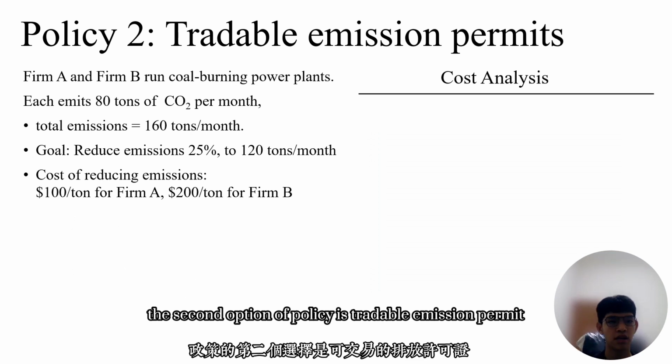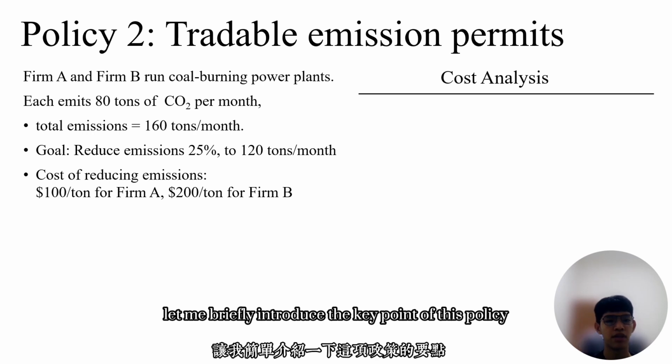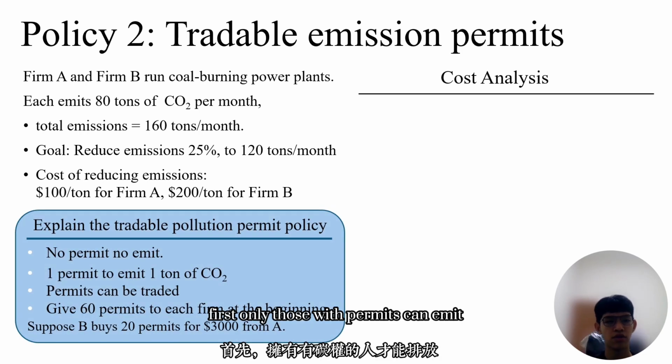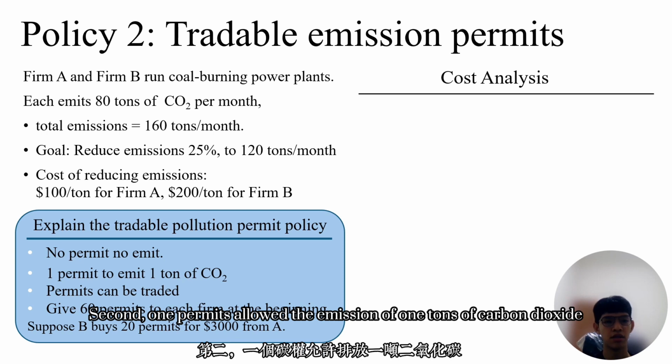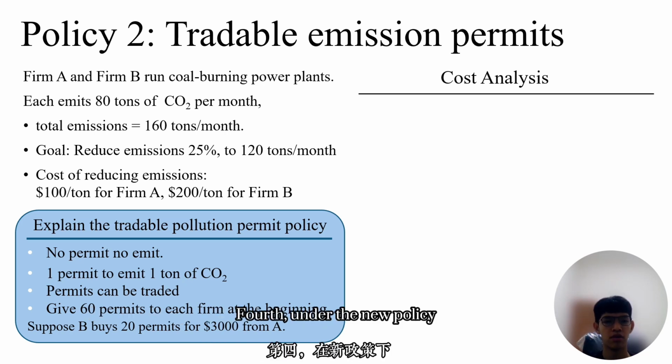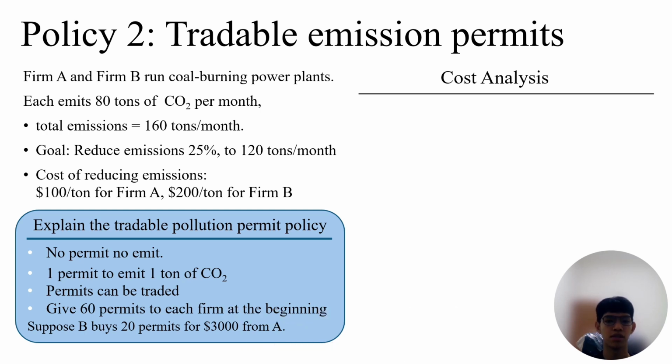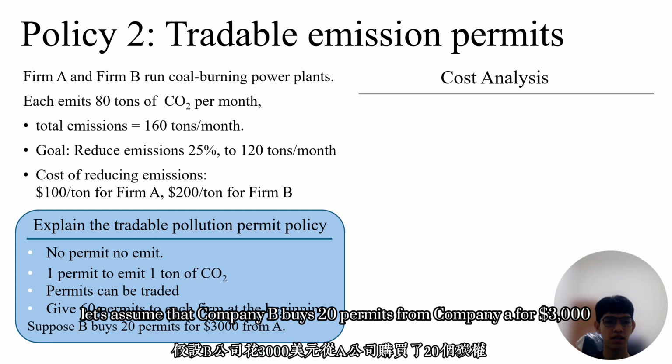The second policy option is tradable emission permits. Let me briefly introduce the key points of this policy. Please see the blue box. First, only those with permits can emit. Second, one permit allows the emission of 1 ton of carbon dioxide. Third, permits are tradable. Fourth, under the new policy, each company will receive 60 permits. Additionally, let's assume that company B buys 20 permits from company A for $3,000.